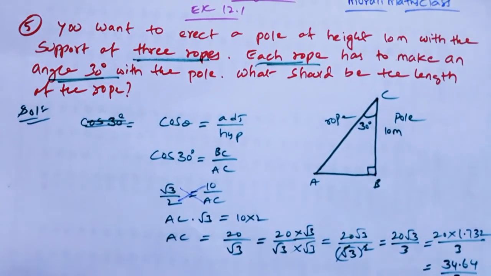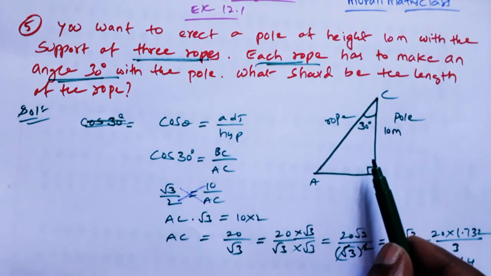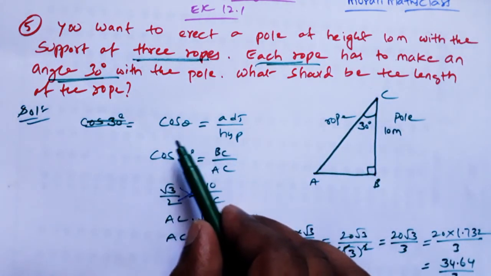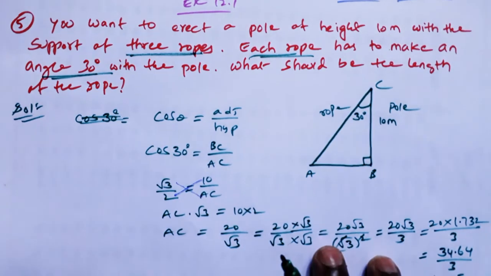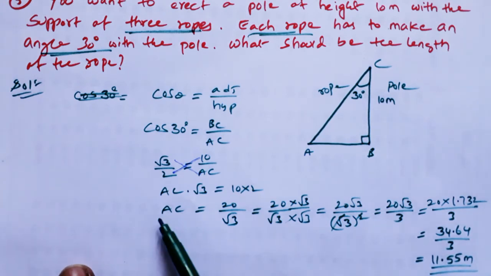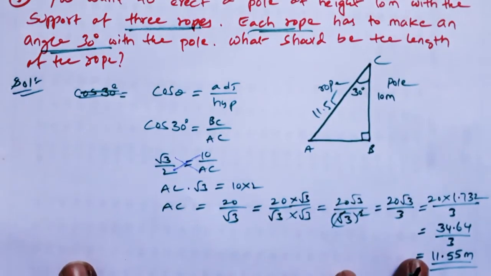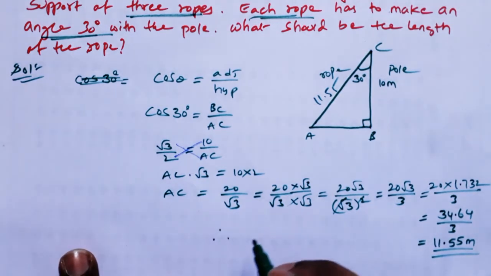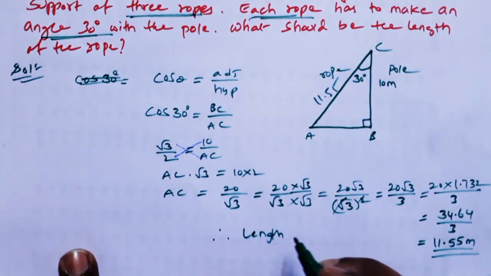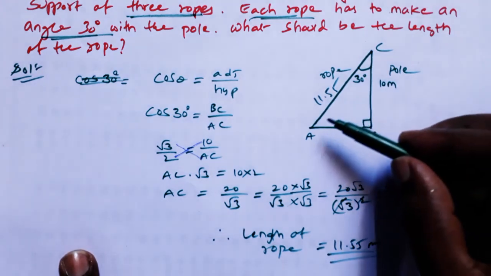So this is the problem. Read the problem, according to the given information draw the diagram, then apply the suitable ratio. I applied the cos ratio here, and we simplified step by step. Finally, AC answer we got is 11.55. So finally we can write like this: therefore length of rope equals 11.55 meters. That's it. This is the length of the rope.